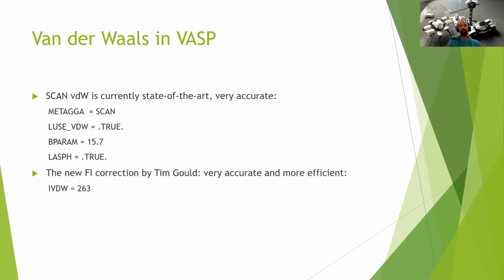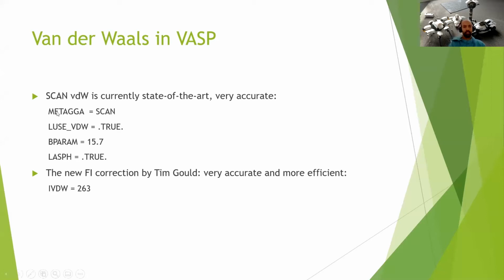There isn't much help available online as to what tags I need in my INCAR file in order to switch on SCAN. So what I did was I just placed it here. You can just go ahead and take those 4 lines. If you put these 4 lines in your INCAR, then you get the SCAN plus rVV10 van der Waals interaction in your VASP calculation.